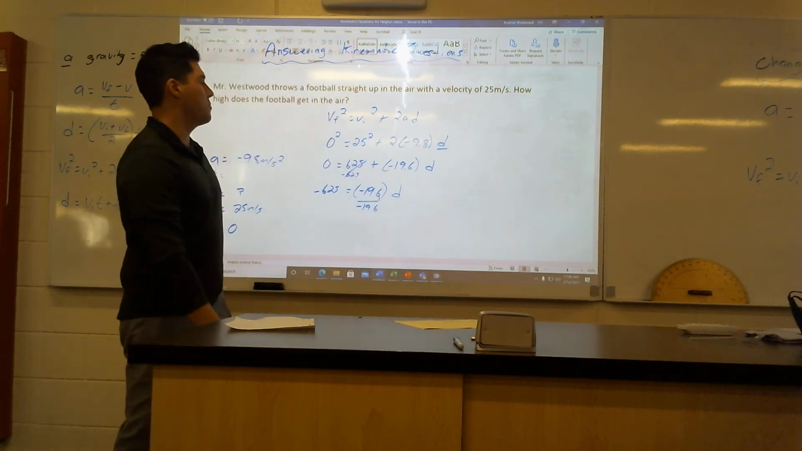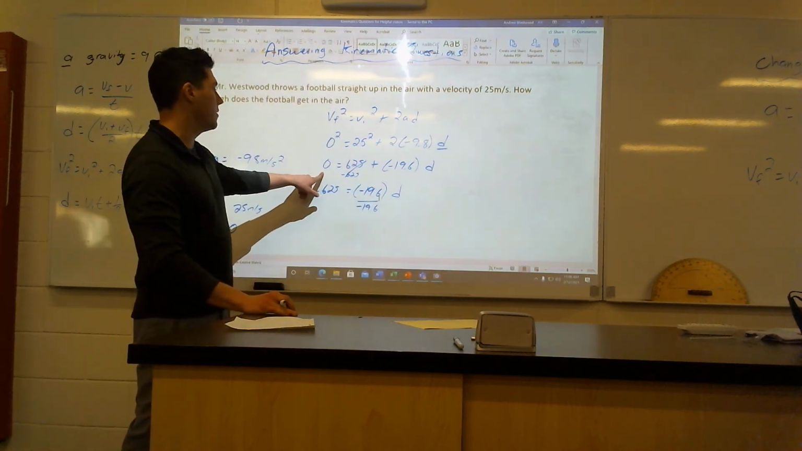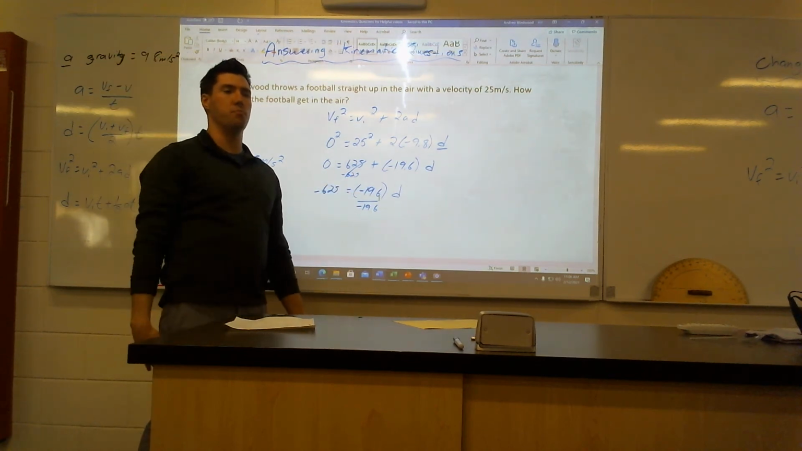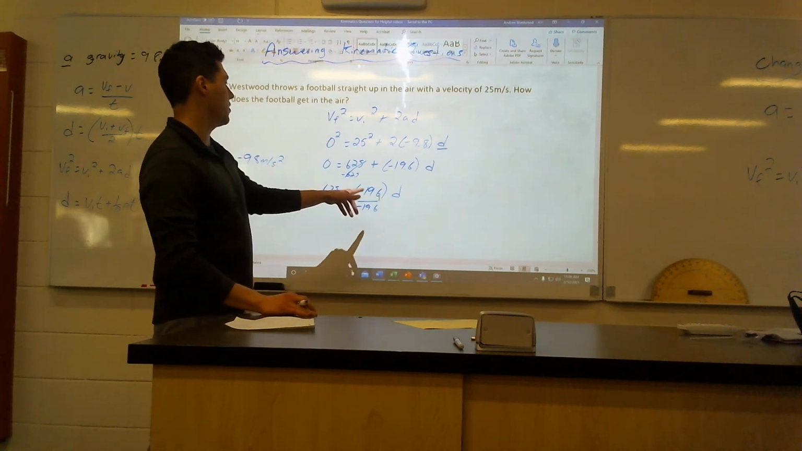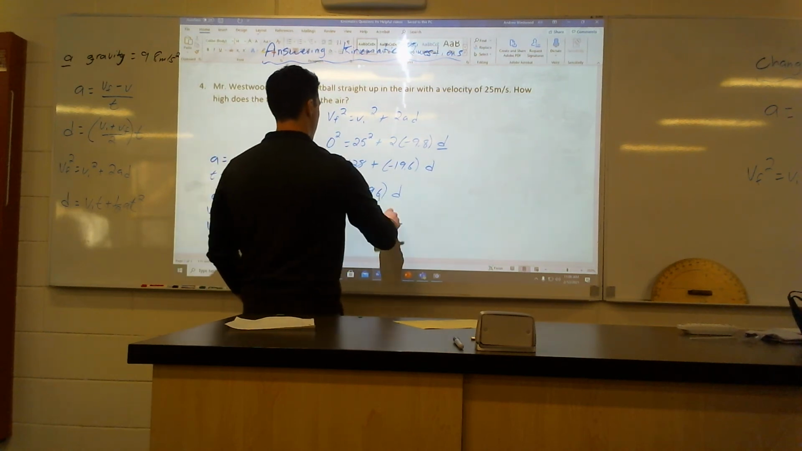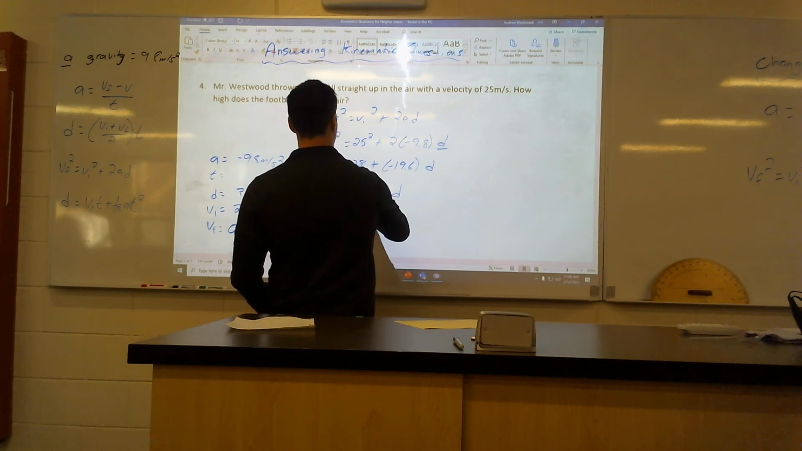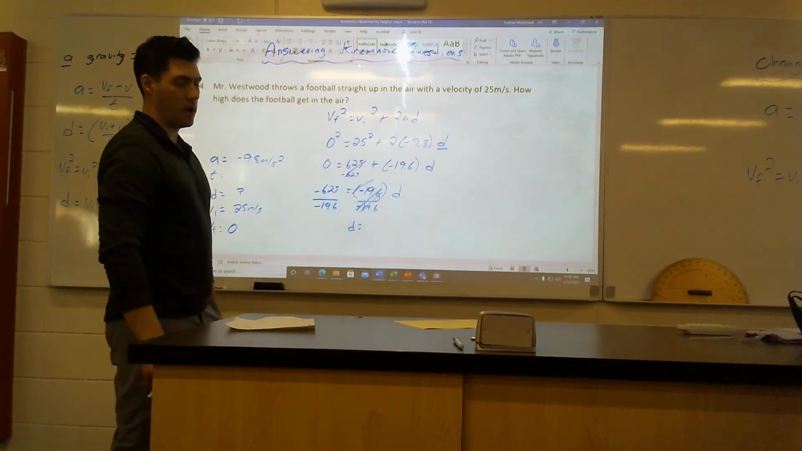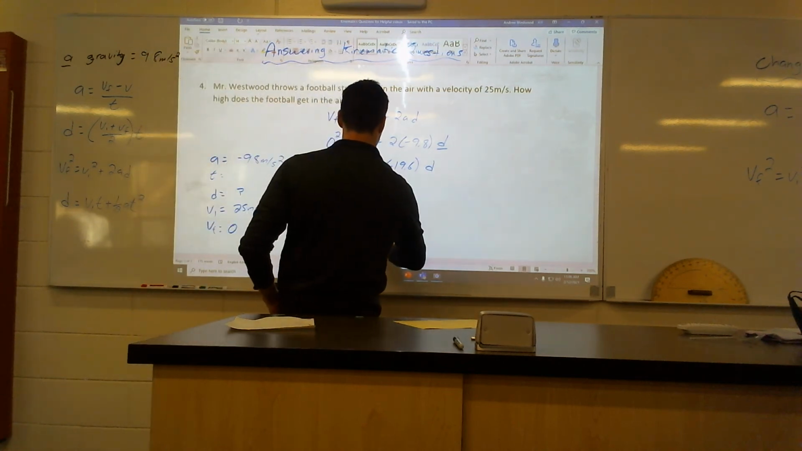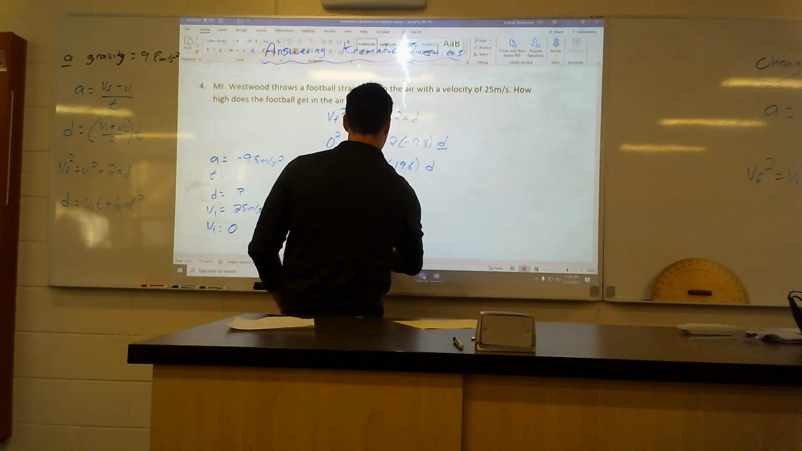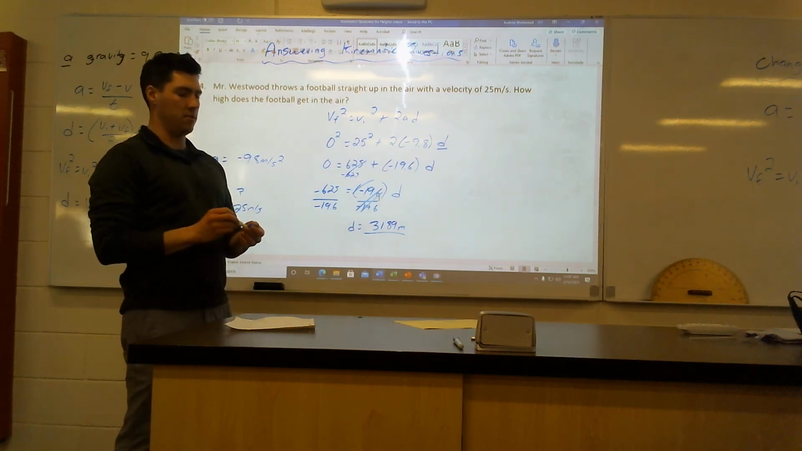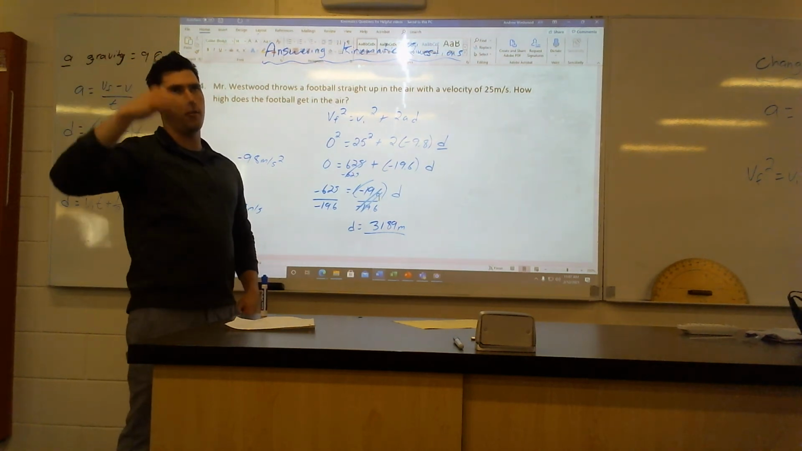A lot of people accidentally move this over and have it as a positive, and then this is a negative, which means that their distance becomes a negative. Like, how do I throw a football up and have it go below me? It doesn't usually work that way, so make sure these negatives nicely cancel out now. So divided by negative 19.6, my distance is going to answer whatever that is. When I go negative 625 divided by negative 19.6, I get an answer of 31.89 meters. So basically the football, when it reached its very max height, was at 31.89 meters and then started to fall back down.